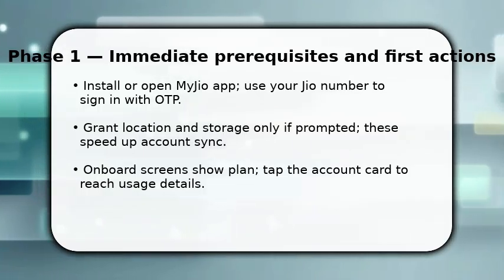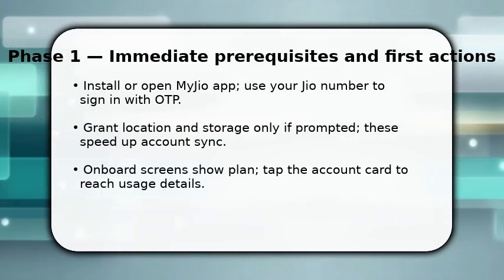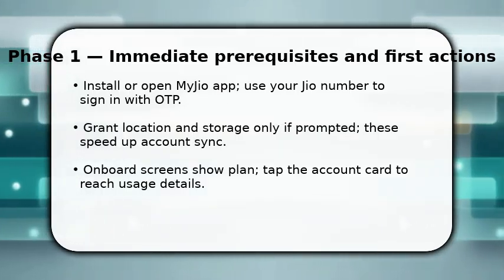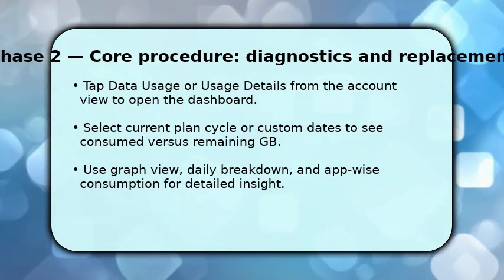Make sure to tap the primary account card or profile icon. That action pulls up plan and billing widgets. This first move connects the app to your carrier data, so the usage shown reflects the network's records rather than local device counters. Next, navigate to the Data Usage or Usage Details section.